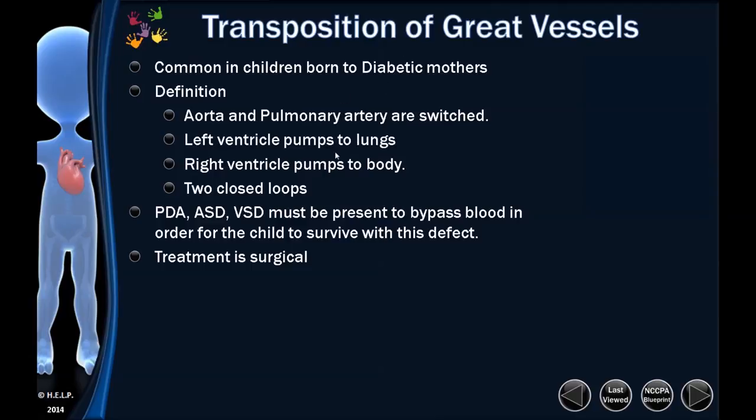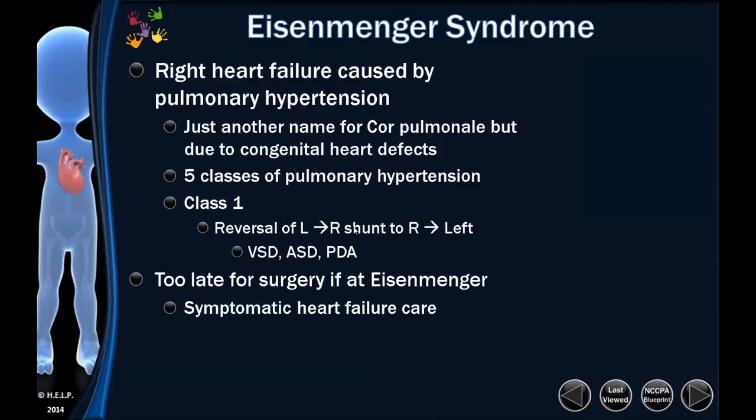So Eisenmenger syndrome, I talked a little bit about it when I was talking about the VSD. It's right heart failure caused by pulmonary hypertension. So the pressure in the lungs gets so high, it causes the right ventricle to actually start shunting blood from the right ventricle over to the left. Normally, blood will shunt from left to right because the left ventricle is stronger.